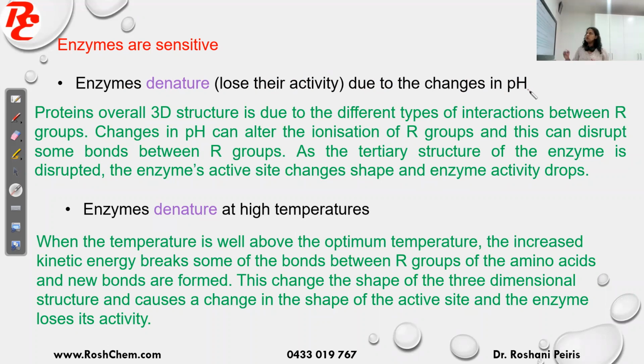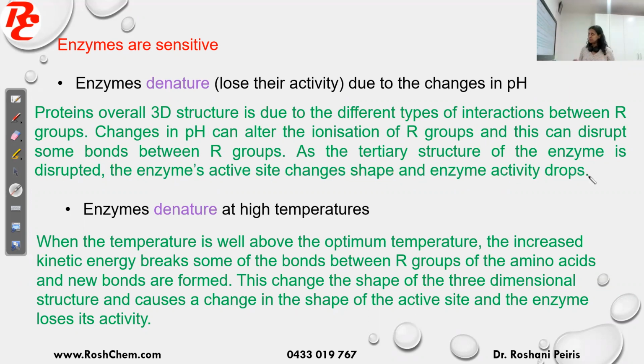We'll see why now. So proteins' overall 3D structure is due to the different types of interactions between R groups. So we know enzymes are proteins, and proteins' overall 3D shape is due to the interactions between R groups. So changes in pH can change the ionization of R groups, and this can disrupt the bonds between R groups. As the tertiary structure of the enzyme is disrupted, the enzyme's active site changes shape and enzyme activity drops.